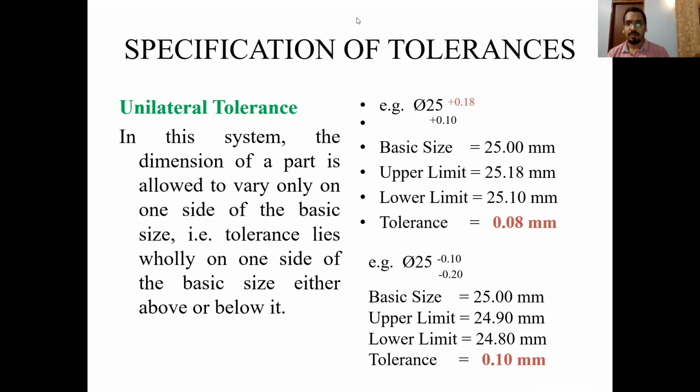So you can see from the first example, this plus sign and this plus sign, it is varying only in one direction, that is the positive direction. That's why it is unilateral tolerance. In the second, it is varying only in the negative direction, minus 0.1 and minus 0.2. So it is also an example of unilateral tolerance.